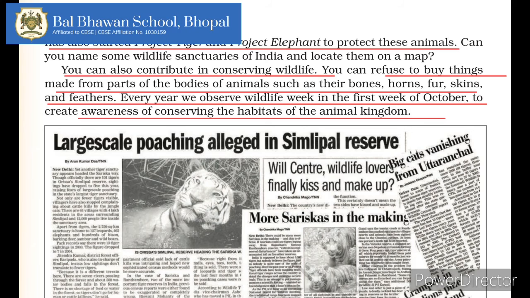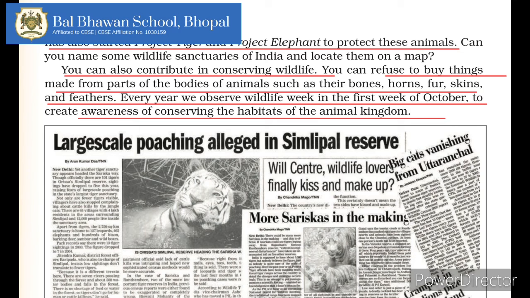Just to protect them, the government has also started Project Tiger and Project Elephant, because it is the responsibility of the government and also citizens to preserve our environment and save wildlife by refusing the use of products made from bodies of animals, bones, horns, fur, skins, and feathers. If you say no to products made from animals, we will make a great contribution in saving the wildlife. Every year we observe Wildlife Week in the first week of October.